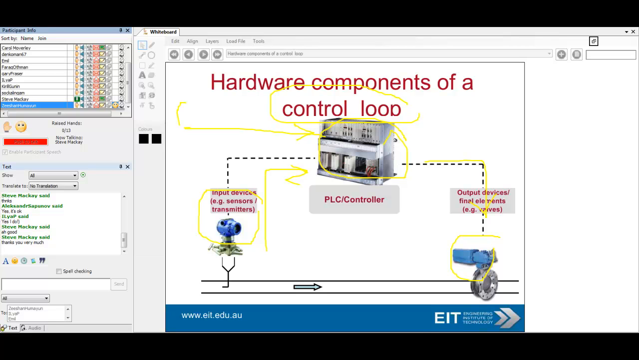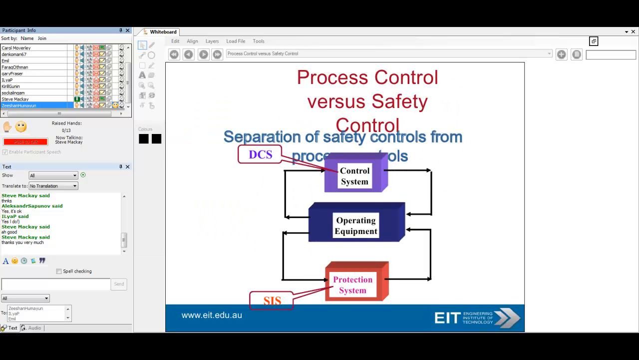So that's pretty simple. Obviously, what's missing here is any mention of the word safety. So we need to fix that. So this is where safety controls come in. So basically, you've got your control system here, the DCS, distributed control system, or PLC, operating equipment, and then you've got your safety instrumented system here, the protection system, which operates to protect the plant from failure. Can you see that it is distinct from the control system? Really important.